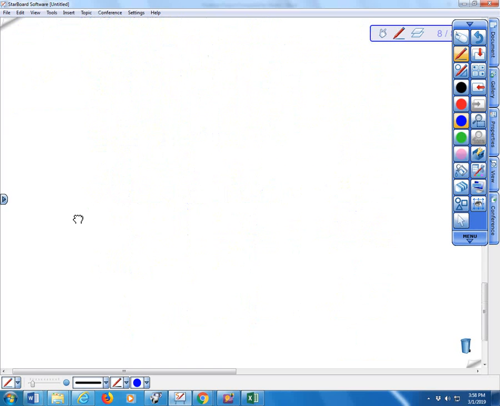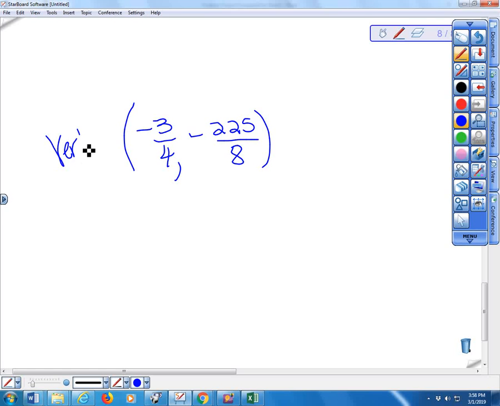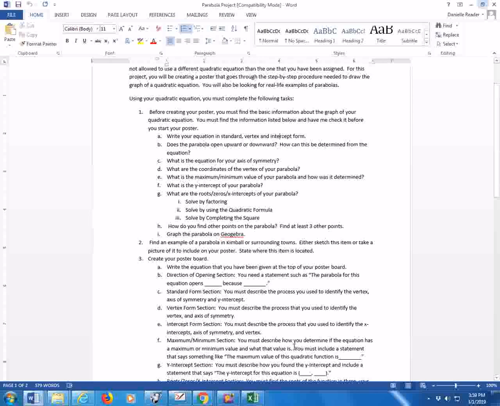So this is negative 3/4, negative 225/8. That's my vertex. Which is what I needed to find for letter D. Okay, let's go on to letter E.